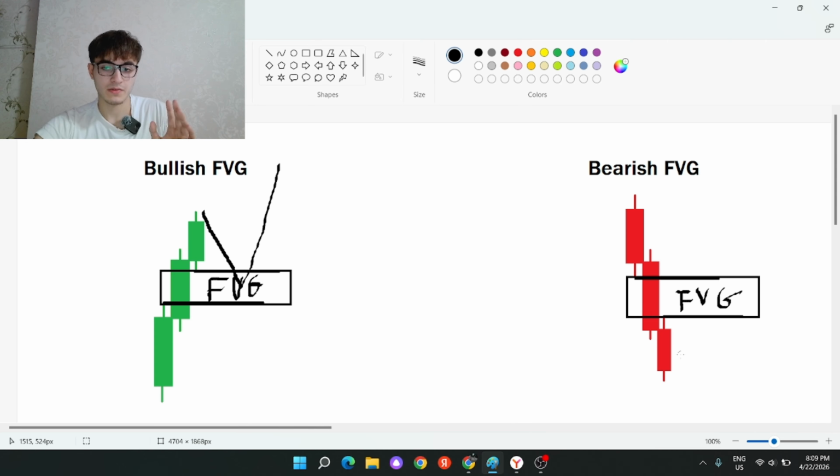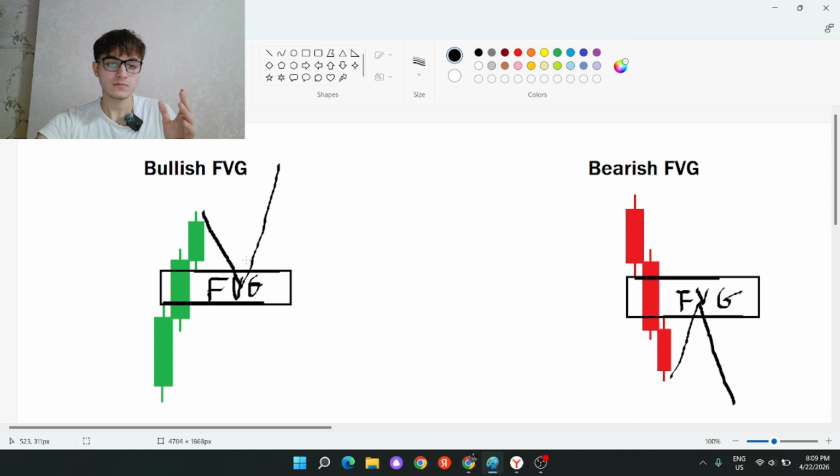For a bearish fair value gap, we're waiting for price to come to these fair value gaps and then react to the downside. Why downside? Because we marked a bearish fair value gap. Why to the upside? Because we marked a bullish fair value gap. So what is the inverse fair value gap?